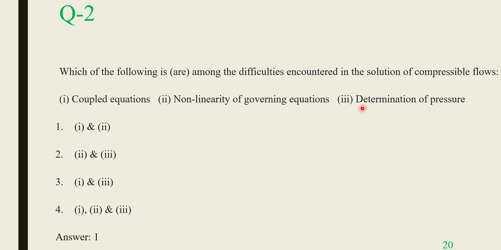So can anyone say why it is not the determination of pressure? This one we saw in the previous problem also. It is because we are not getting the pressure term, or evaluating pressure, from any of the governing equations, the continuity, momentum balance equations or energy equations. We are getting the pressure from the equation of state. Therefore, the determination of pressure is not a difficulty encountered in the solution of compressible flows.